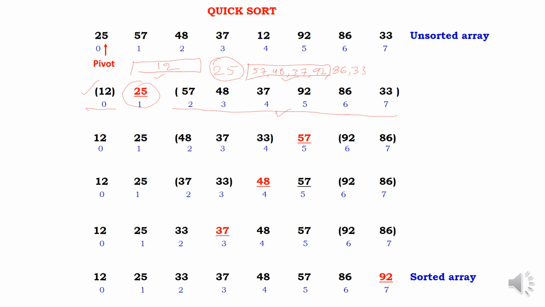Now we are going to repeat the same procedure on the left side array and right side array till the partition contains only one element, because if a subarray or an array consists of only one element, we treat that element as sorted. So here on the left side there is only one element, that is sorted. Now we are going to repeat the same procedure on the right side of the array.